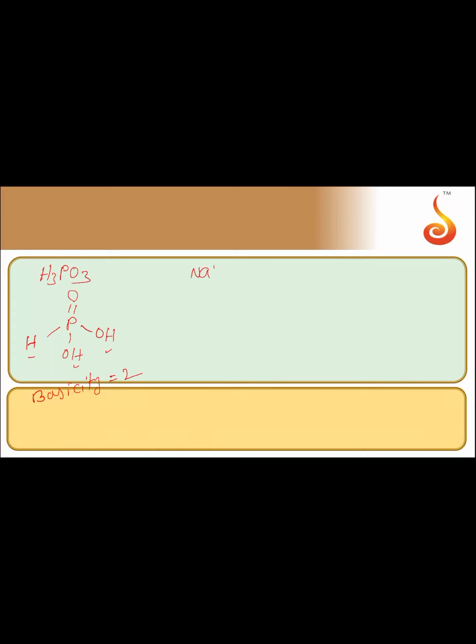One is NaH2PO3, another one is Na2HPO3. If we see the structure of these two, P double bond O, one of the hydrogens of the OH group of H3PO3 is replaced by sodium, OH, H, still it is having 1 acidic hydrogen. So NaH2PO3 is an acidic salt.